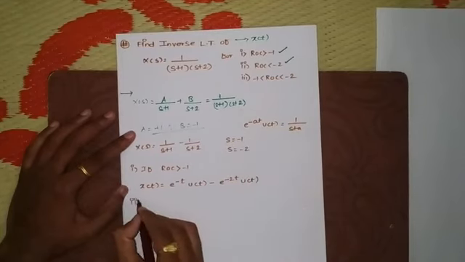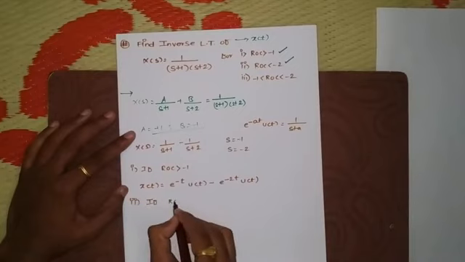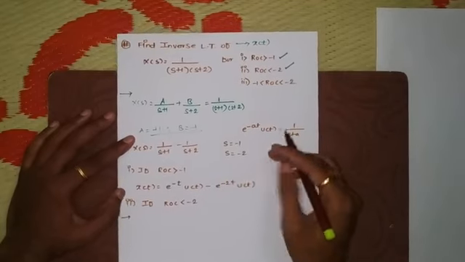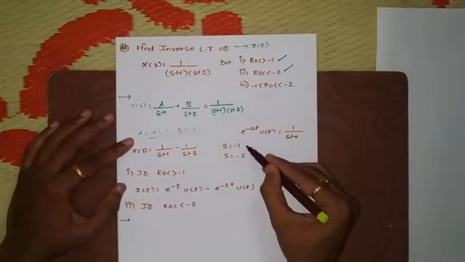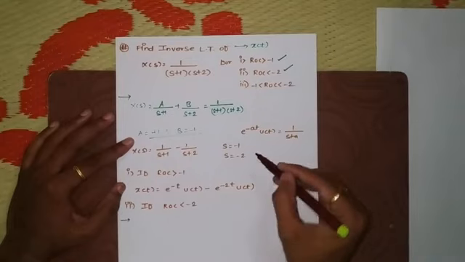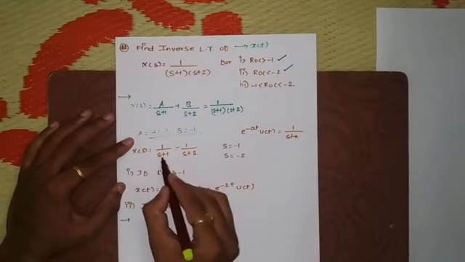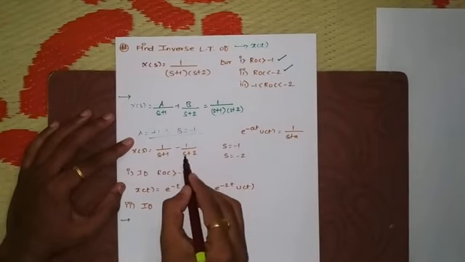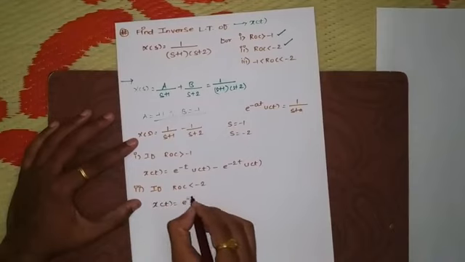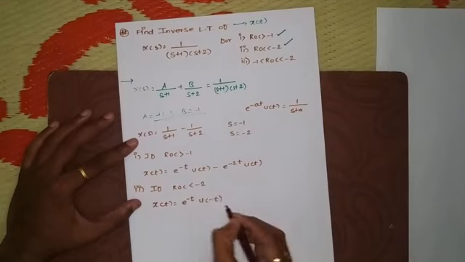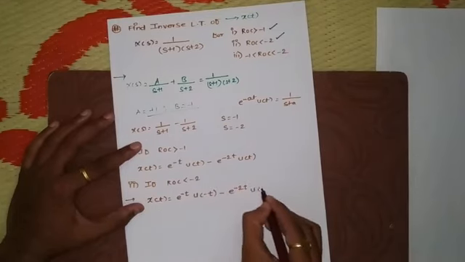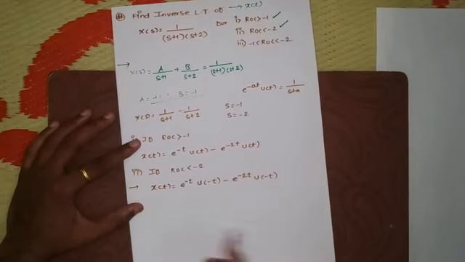Now in the second case, they are given if ROC is less than minus 2. If you compare again these 2 pole points, the minimum value is minus 2, and if ROC is less than that, definitely both these signals are left sided. So we'll write x of t is equal to e raised to minus t into u of minus t, because it is left sided, minus e raised to minus 2t into u of minus t. This is the second possibility.